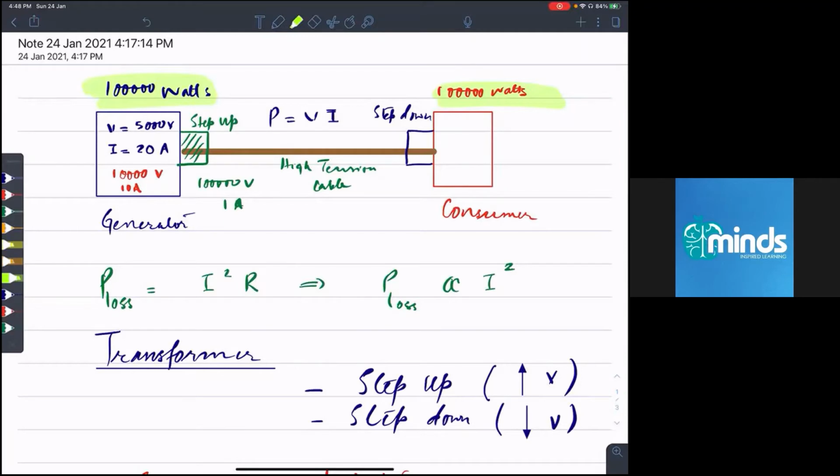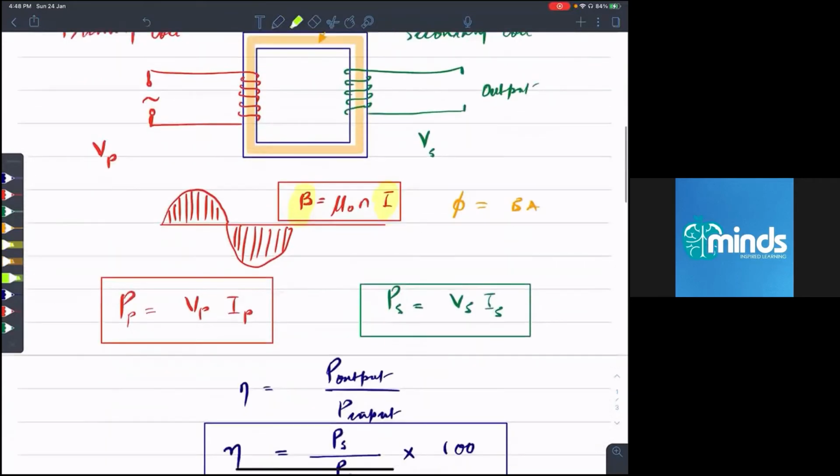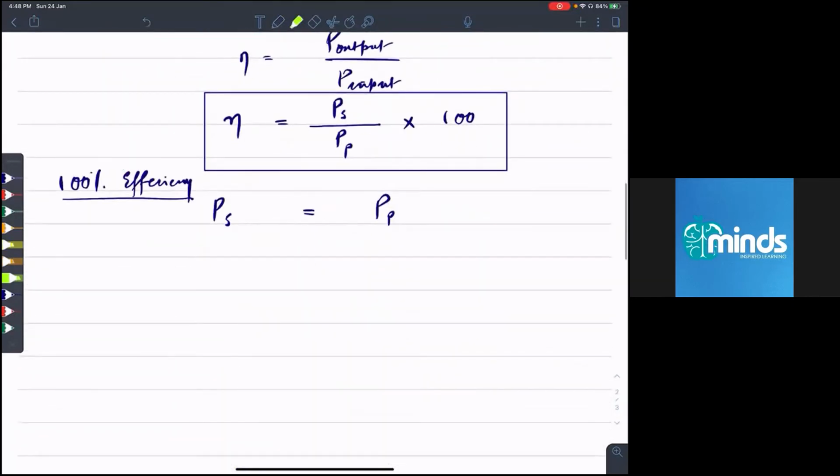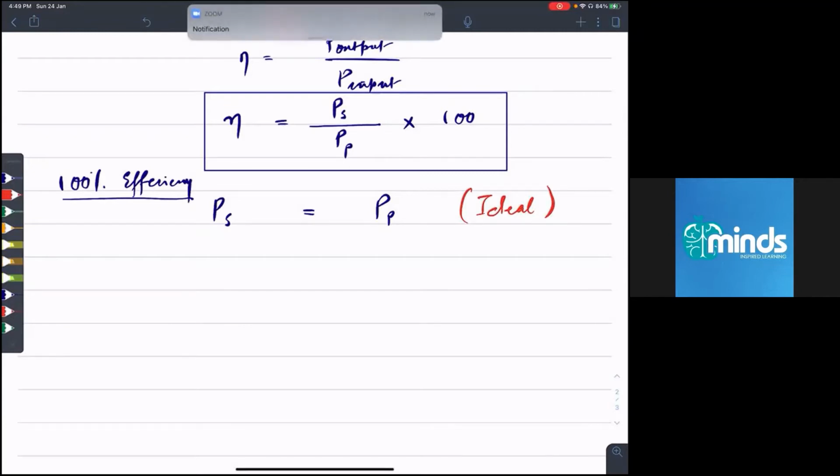If you are talking about ideal cases, when there is no power loss, the power of primary and the power of secondary will be equal. So this 100% efficiency is an ideal case. It won't happen in reality. Are you people getting it?